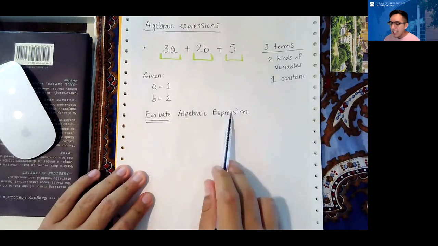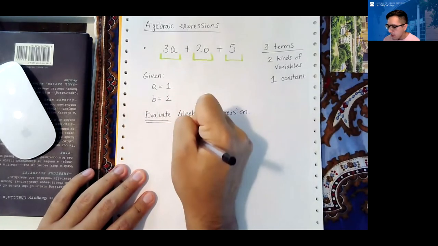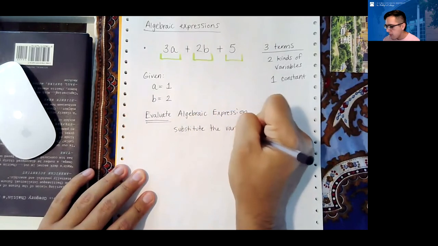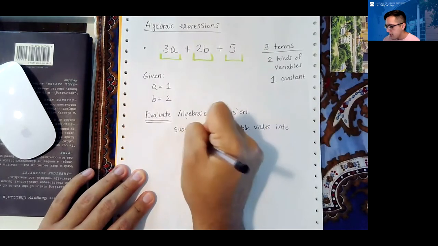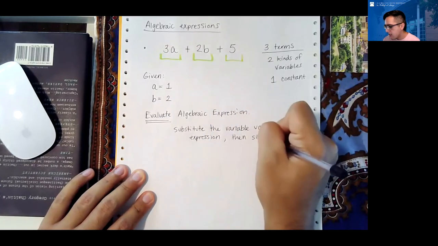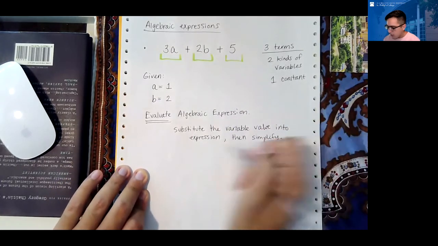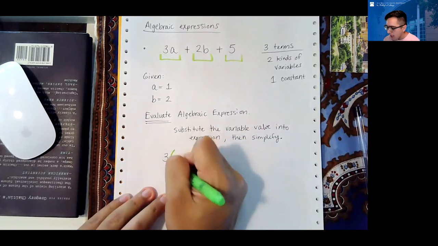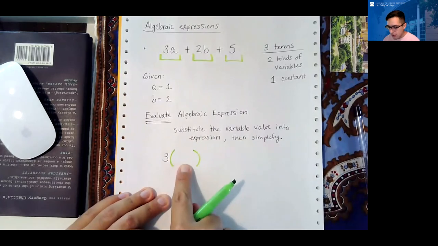So if I were evaluating this expression, and we're going to do a whole lot of this next time, what we're going to do is substitute the variable value into the expression and then simplify. So we would rewrite our expression as 3, and what I like to do is open up a set of parentheses, right? Because our variable is just a placeholder. It's a placeholder for the value we're going to put here.